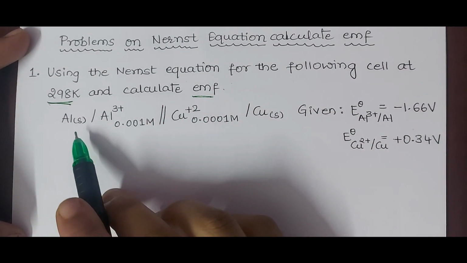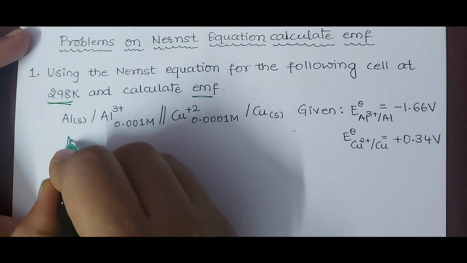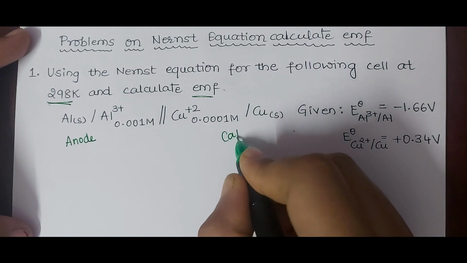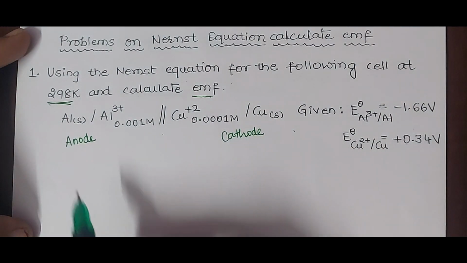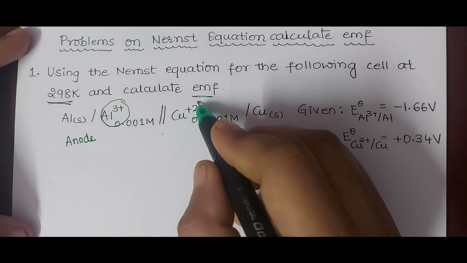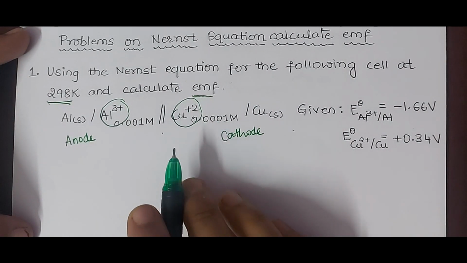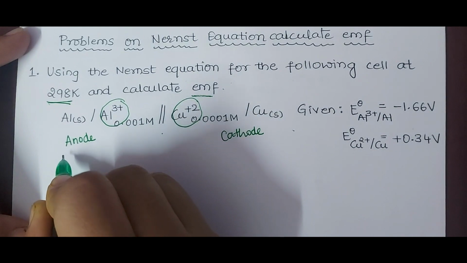So here the cell representation is given. When a cell representation is given, always on the left side it is the anode and on the right side it is the cathode. The double line indicates the salt bridge. So here, what is your anode ion? Al3+. What is the cathode ion? Cu2+. So you can write a balanced equation so that you get the value of n. So when writing the balanced equation, what would your equation be?